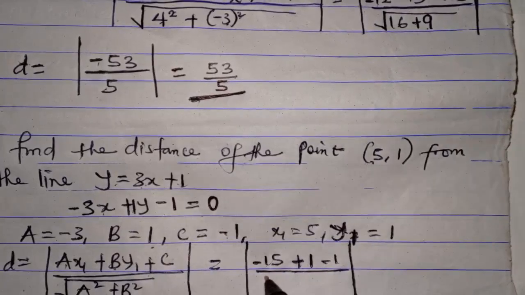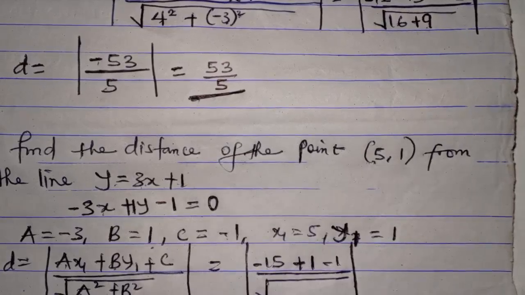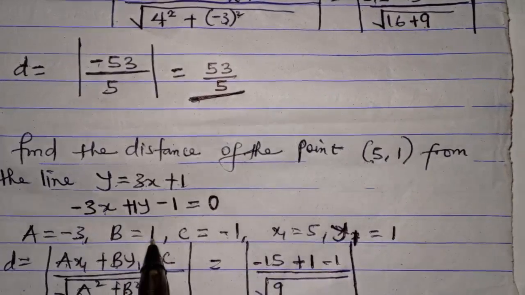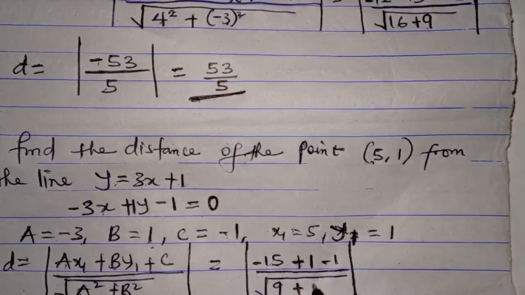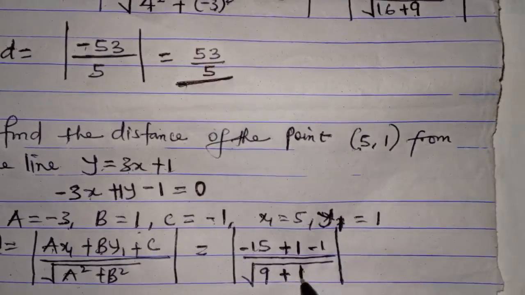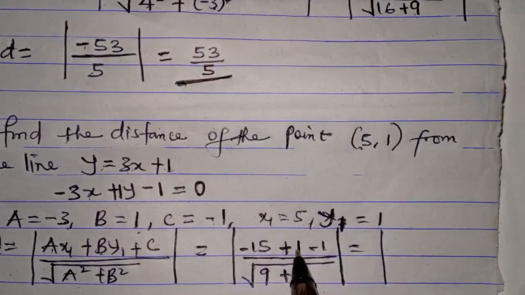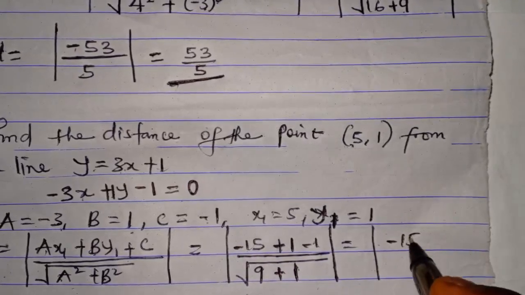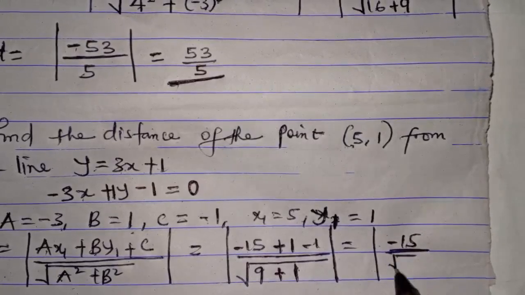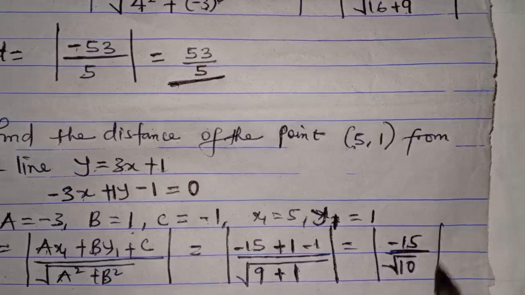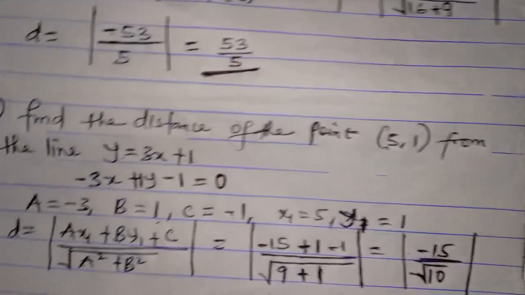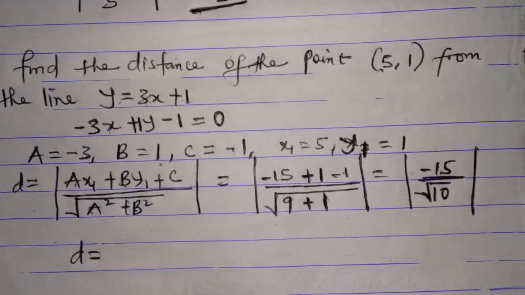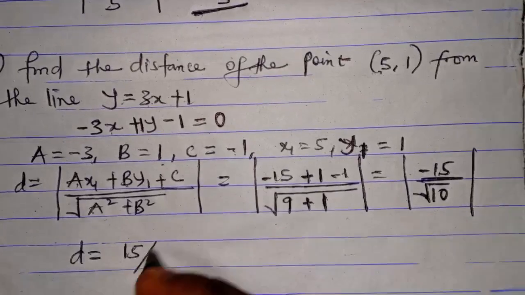the square root of a squared. a is minus 3, so minus 3 squared is 9. b is 1, 1 squared is still 1. So we have the square root of 9 plus 1. 1 minus 1 is 0, so minus 15 plus 0 is minus 15, all over root 10, because 9 plus 1 is 10. The absolute value will make that number positive, so the distance is equal to 15 over root 10.